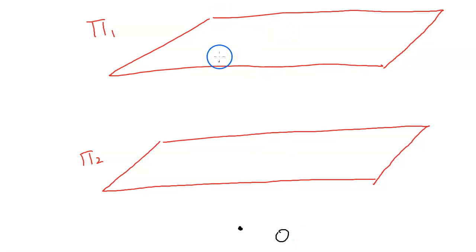And let's take the normal vector that is normal to both of the planes since they're parallel, and let's extend it. So let's say this is our normal vector n, which is normal to both of these two planes. And then if we go ahead and extend it, we're going to hit the first plane somewhere. And then we're going to hit the second plane somewhere.